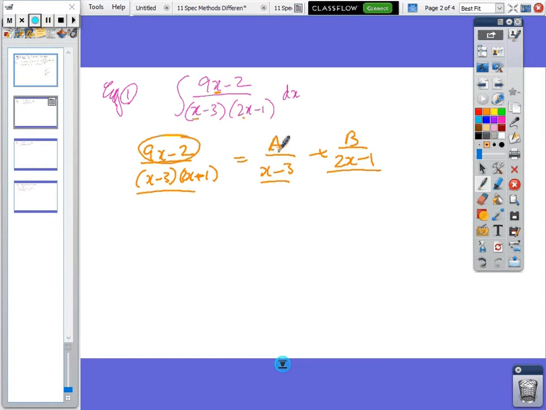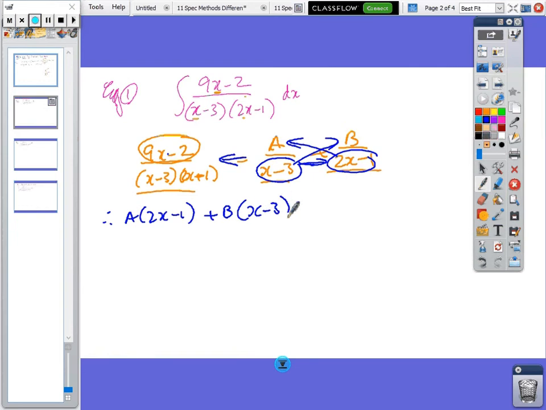And once we know what the a and b values are, then we'll separate the original question into 2 parts, and then often as not they'll turn into logs or some other type of function. So we've got the original equals 2 fractions, and obviously that times that will equal the same as that. So that means that a times 2x minus 1 plus b times x minus 3 is the new numerator, and the numerator equals 9x minus 2. And we don't have to worry about the denominators because the denominators are the same.